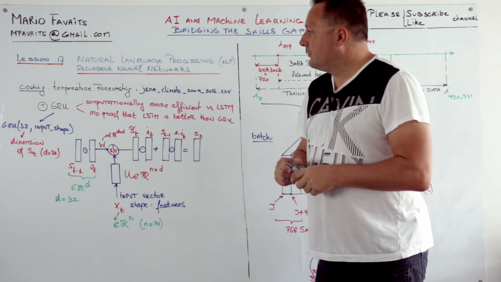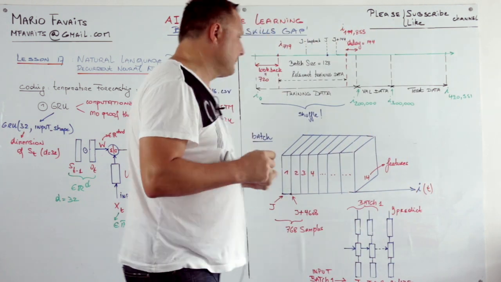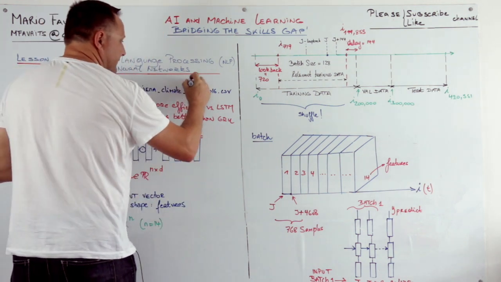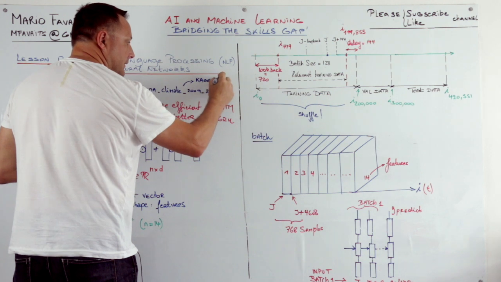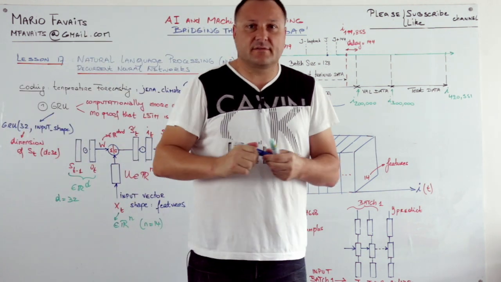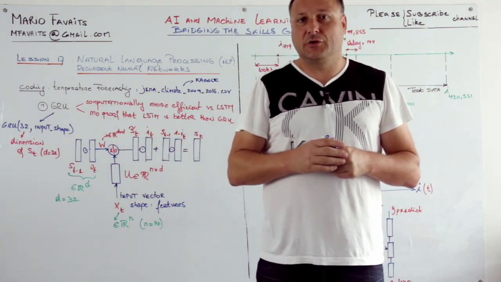Alright, so let's continue with our coding brief. This is the file we downloaded from Kaggle. So this file you can find on Kaggle. Alright. And the first exercise we're going to do, we're going to use the GRU, the gated recurrent units.